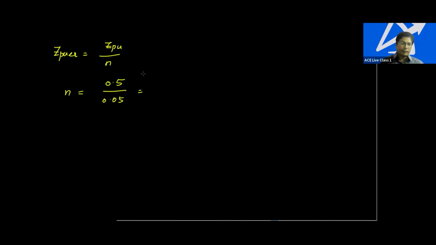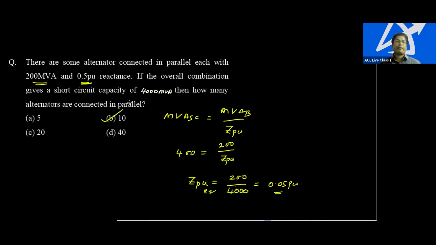How many will it be? 0.5 divided by 0.05. It will be 10. There are 10 alternators in parallel. So it was a typing mistake, students, just go through that one. So it is 4,000 MW. Right. So if it is 400, there is only one machine.